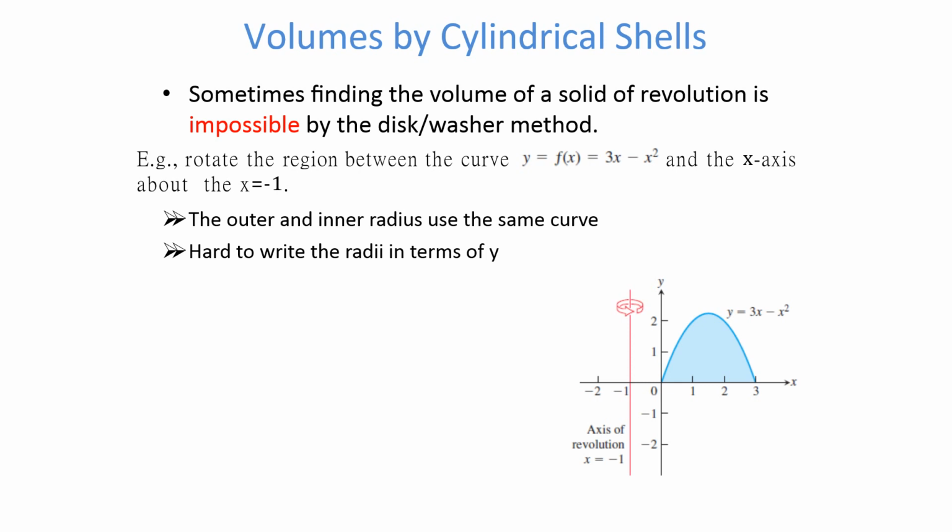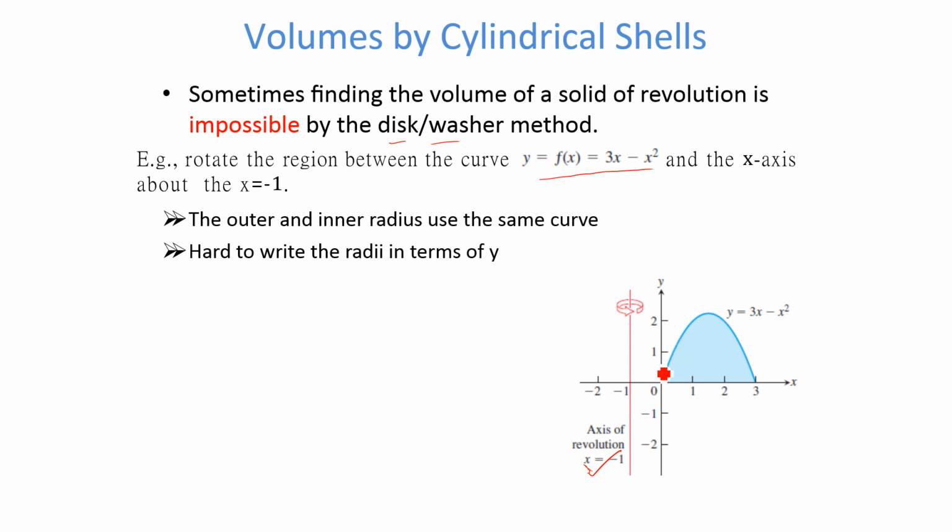So the question arises here, why do we need this new method when we already have the disk method and washer method? The problem here is sometimes finding the volume of a solid of revolution is literally impossible by the disk or washer method. For example, if we have to rotate this function, the graph of which is shown here, y equals 3x minus x squared, vertically around the line x equals minus 1.